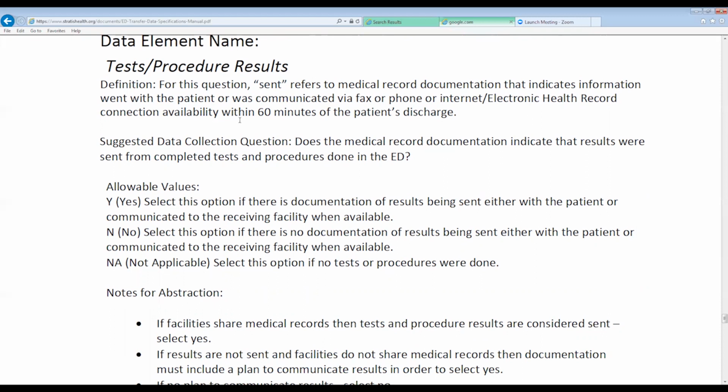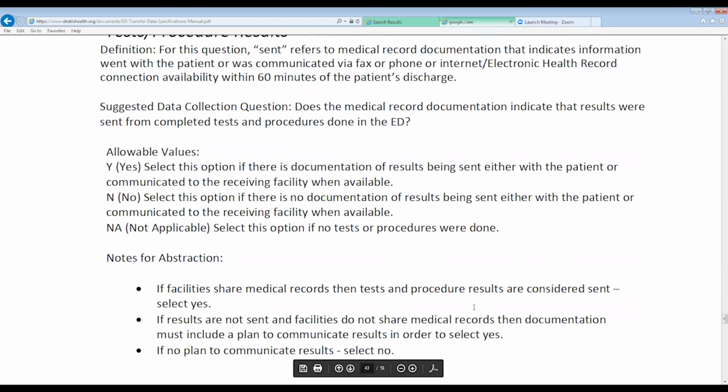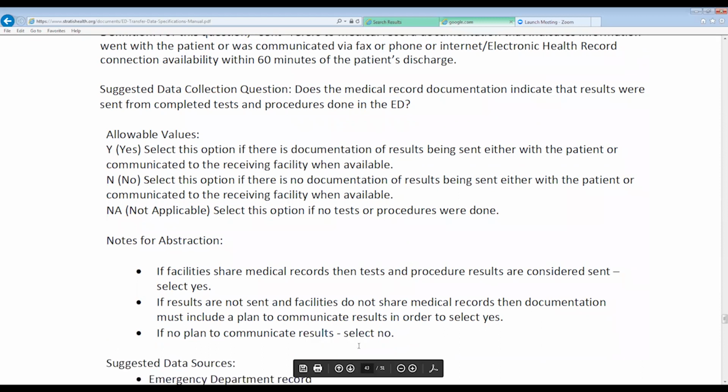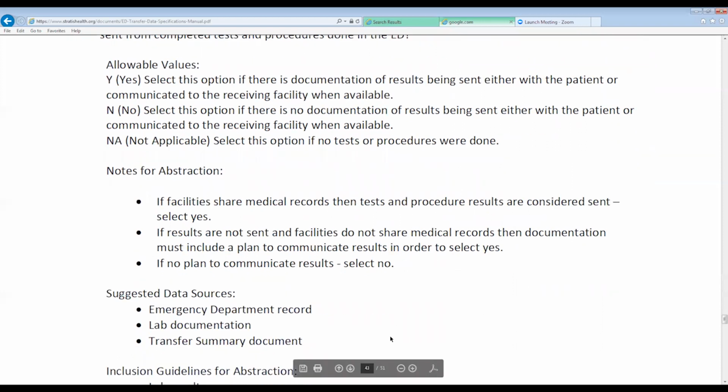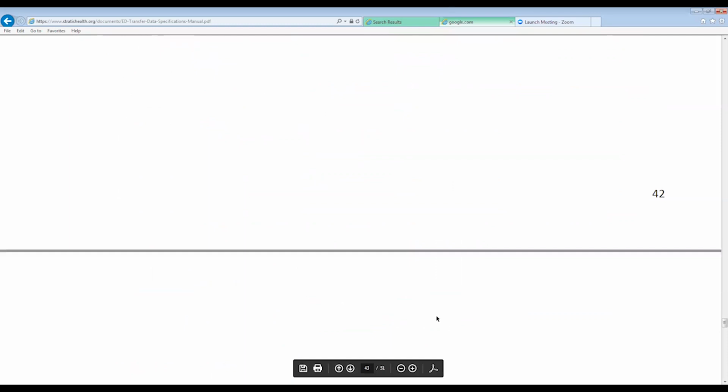A lot of times you're not going to have that information within this time frame. Then there needs to be some documentation on how that facility is going to get these results when they're done. If there's no plan to communicate, if you just did a culture and there's nothing that says, we'll call the facility when we get the culture back, then that would be a no. And those are the data elements.